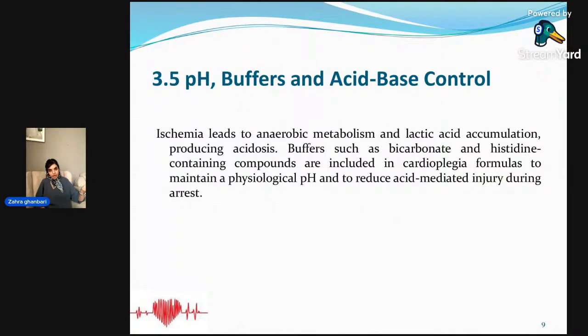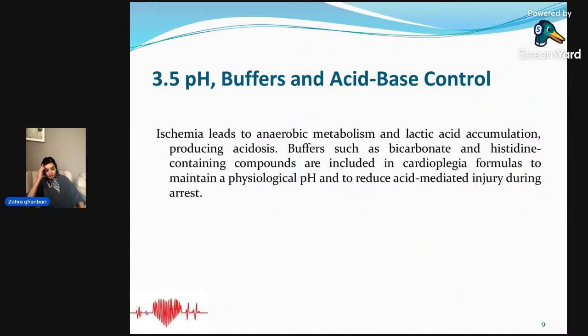We use cold cardioplegia, and it reduces the temperature of the blood. Everybody knows cold blood leads to alkalosis. Maybe your question is why cold blood leads to alkalosis: because it reduces the metabolism of the cell, and the production of carbon dioxide is reduced. And when the pressure of carbon dioxide in the blood becomes low, it causes alkalosis.